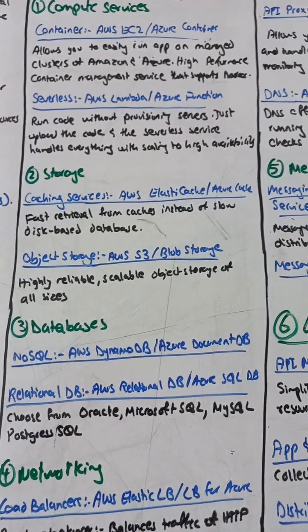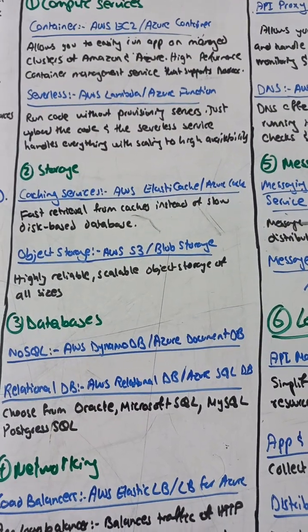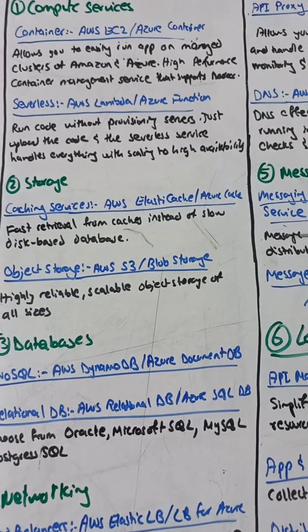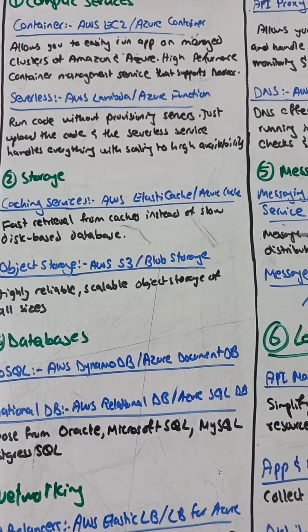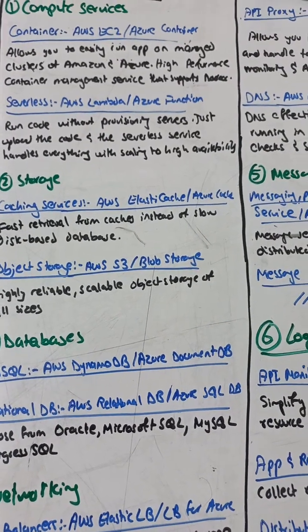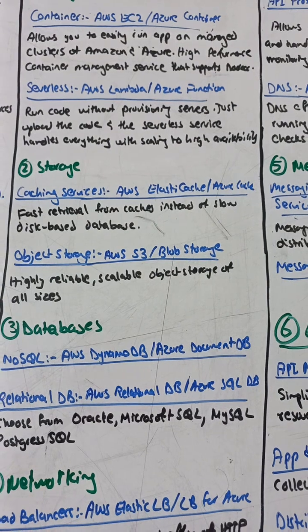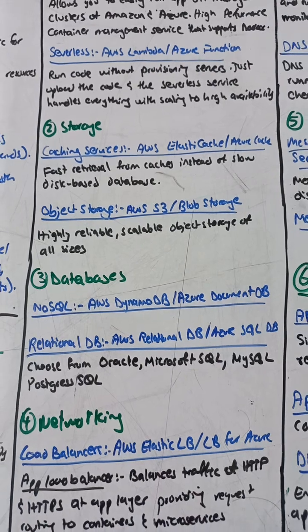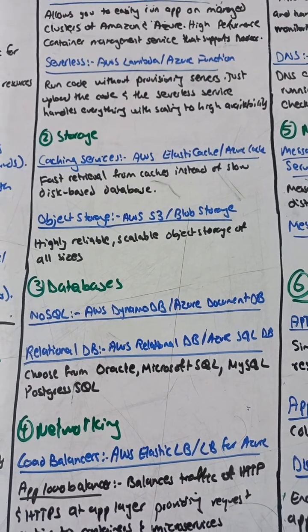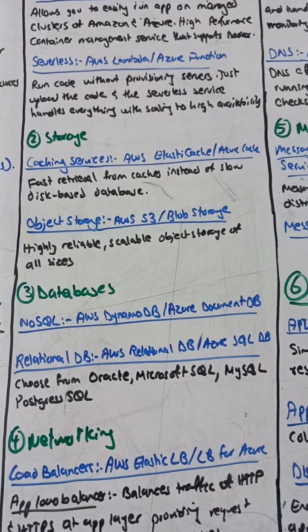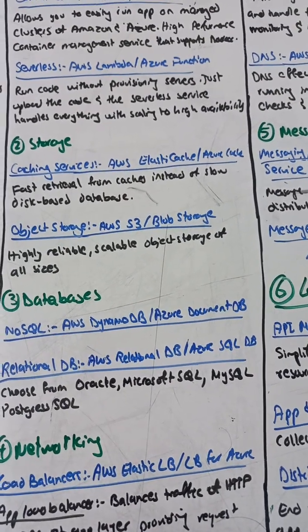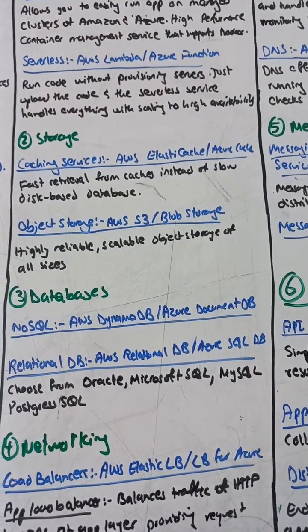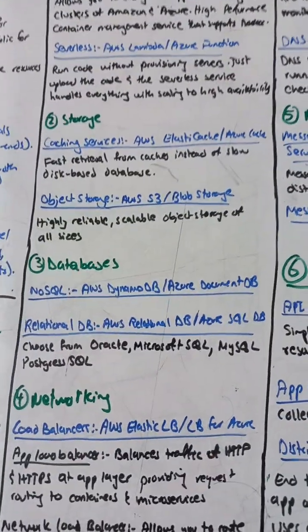In storage, if you're using caching, then for that you will be using AWS ElastiCache, and for Azure it's going to be Azure Cache, so it's for fast retrieval, and if you want to avoid slow data access rates from the database. For object storage, you are using Azure Blob Storage, and for AWS, it's the S3 bucket, which allows you to have highly reliable and scalable objects, which can be of all sizes. So for the S3 buckets, you can have unlimited objects.